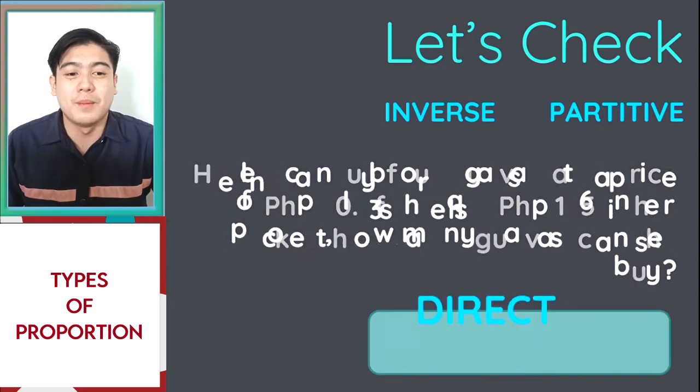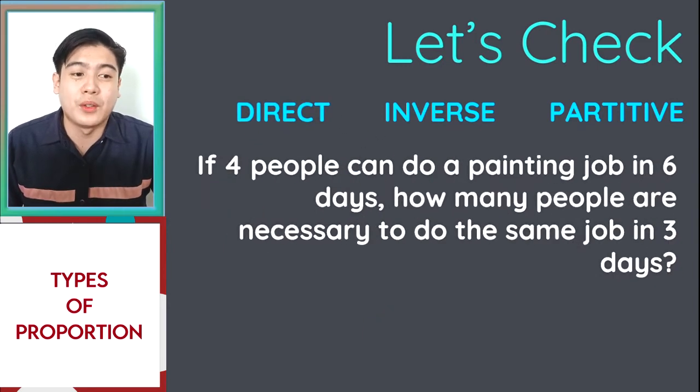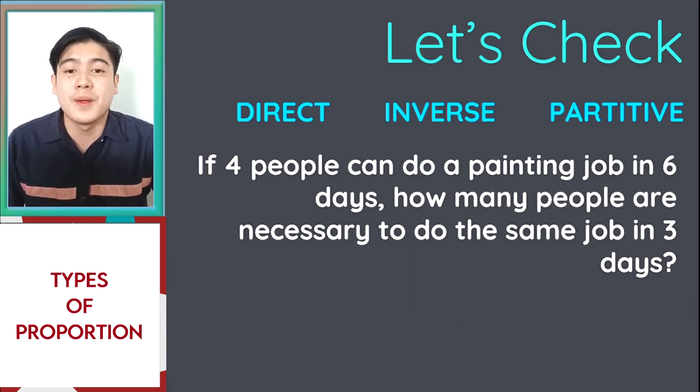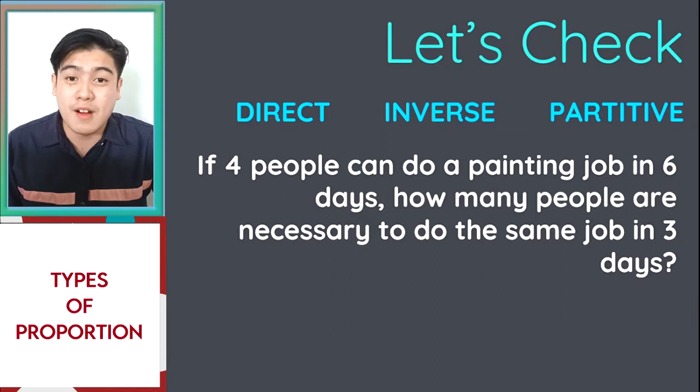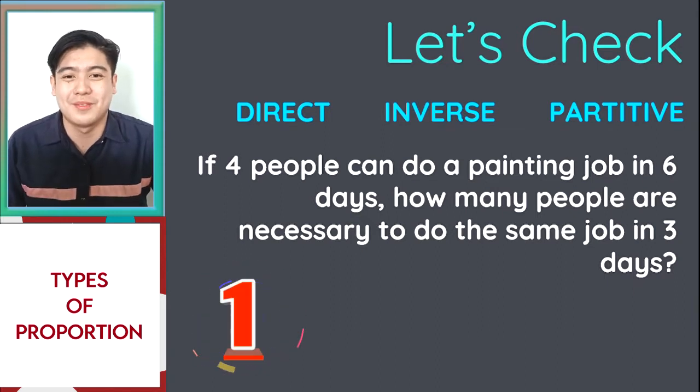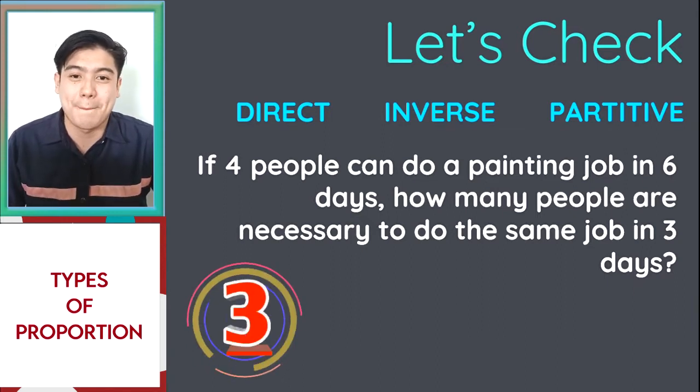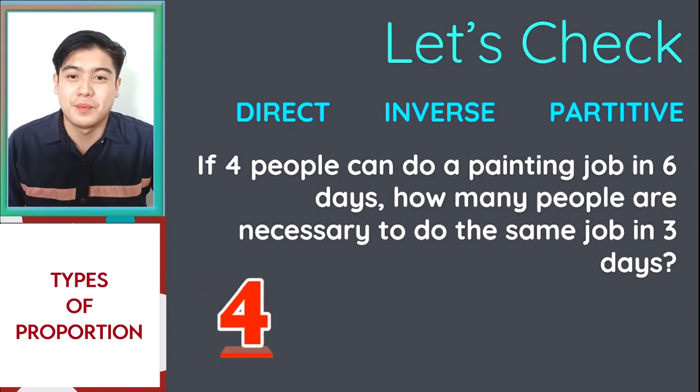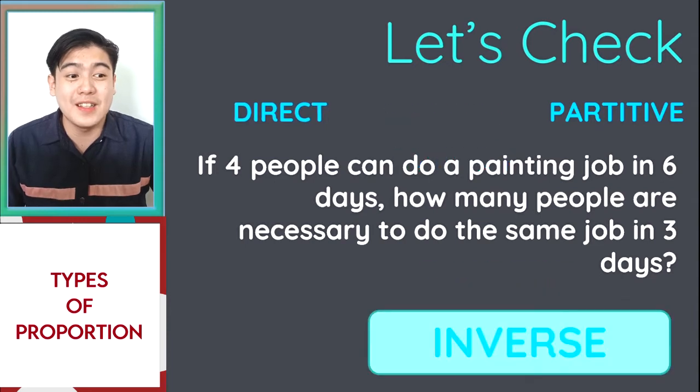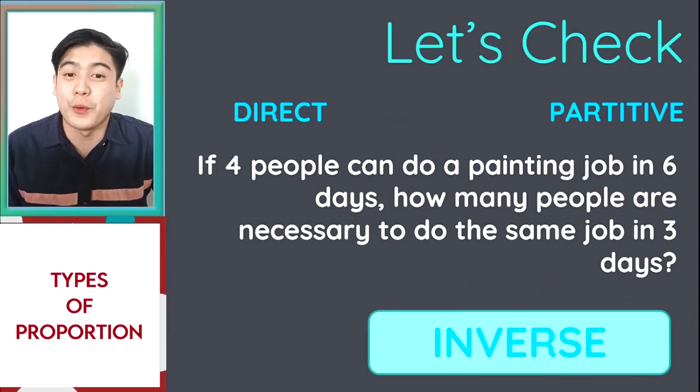Number 2 problem. If 4 people can do a painting job in 6 days, how many people are necessary to do the same job in 3 days? I will give you again 5 seconds to think. Time starts now. This type of problem is inverse proportion.